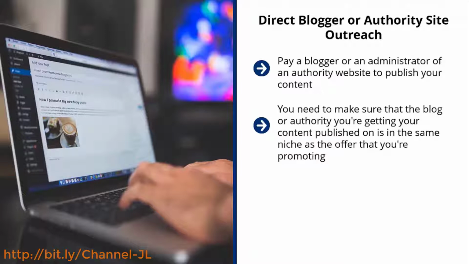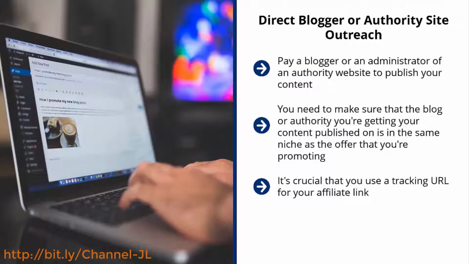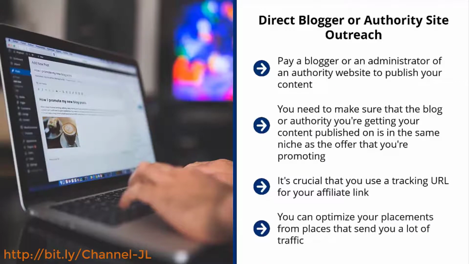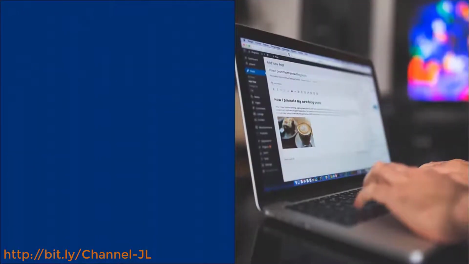Negotiate your best price. It's crucial that you use a tracking URL for your affiliate link. Maybe you should tie it with a redirect domain so you can tell where your traffic is coming from. Buy more content placements from the places that send you the most conversions. You can optimize your placements from places that send you a lot of traffic, but ultimately, if they can't convert, you should drop them and focus on conversions.